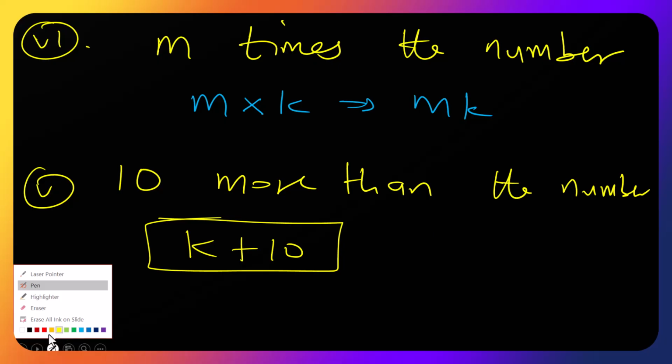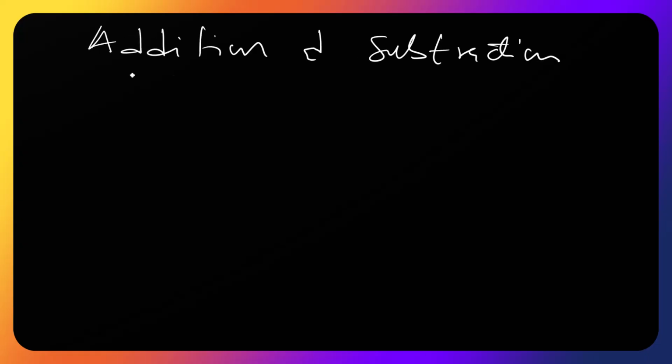Now, having gone through the formation of algebraic expressions, let's look at how to simplify algebraic expressions. So this one will lead us to addition and subtraction. So we have addition and subtraction of algebraic expressions. Let's observe the following.